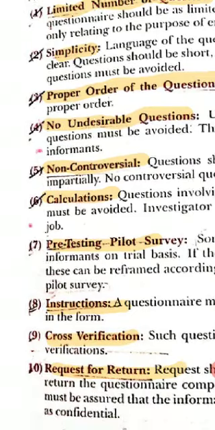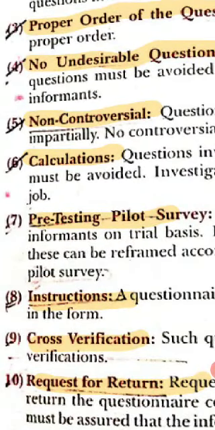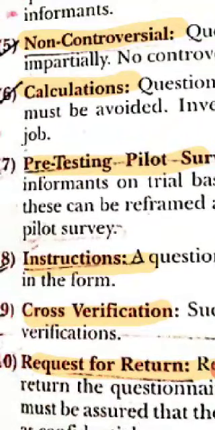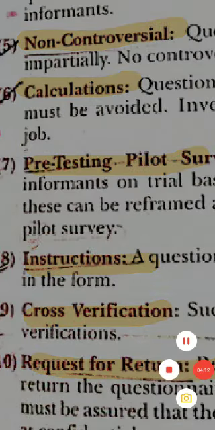Next is instructions. Proper instructions should be given to the respondent on how to fill the questionnaire. Next is cross verification. After getting the questionnaire filled by the respondent, some cross questions should be asked to check or cross verify the answers. Next is the request for return. At the beginning, proper instructions should be given to the respondent that after filling the questionnaire, it should be given back to the investigator or enumerator.